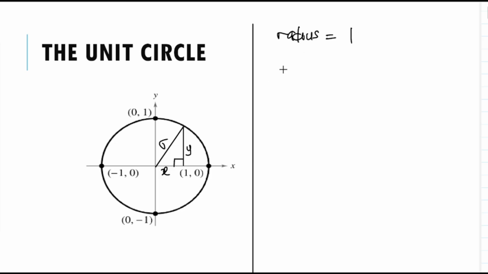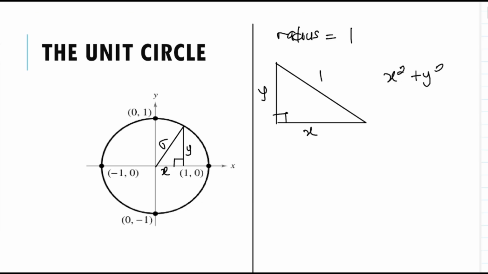If we draw out this triangle and use Pythagoras theorem, we know that the hypotenuse is 1, this is y and this is x. We have that x squared plus y squared equals 1 squared. So that means x squared plus y squared equals 1. That is what you have in a unit circle. The radius is normally 1. And then we can use this unit circle to define sine, cosine, and the rest.